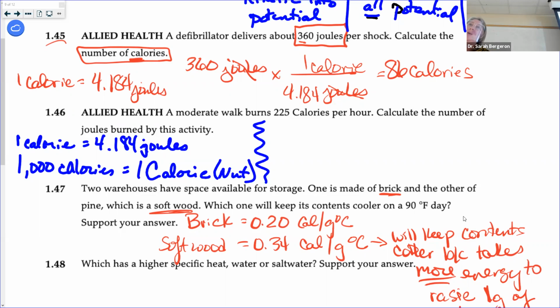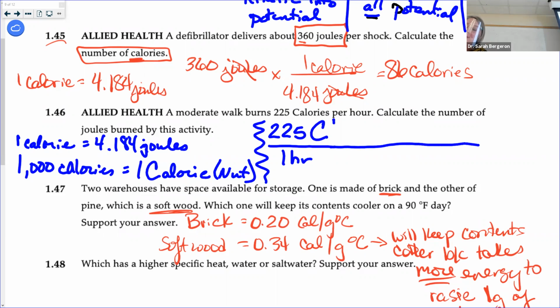So what am I starting with? I'm going to put big C calories. But I have a little more piece of information, right? It's 225 calories per hour. So I got to draw a line per 1 hour. I want to calculate the number of joules burned by this activity. Can I convert straight from big C to joules? No. So this is going to be our first multi-step conversion, right?